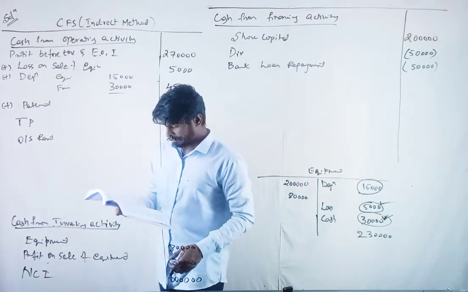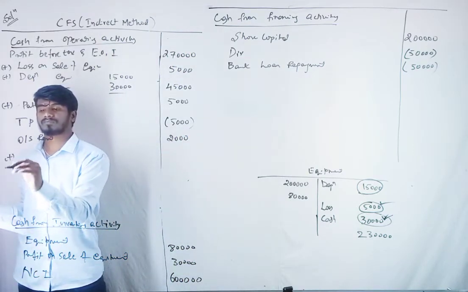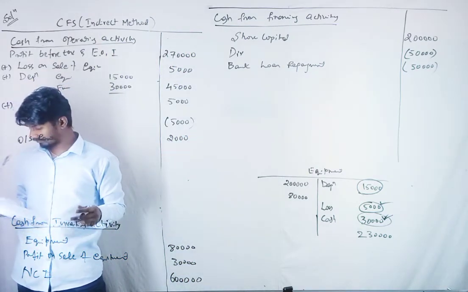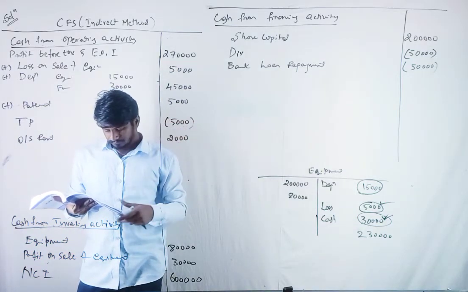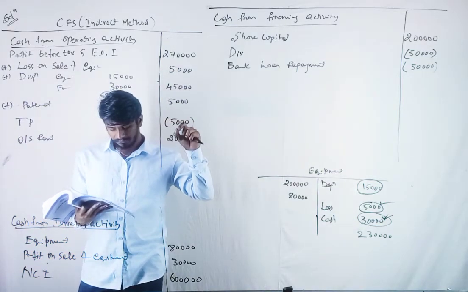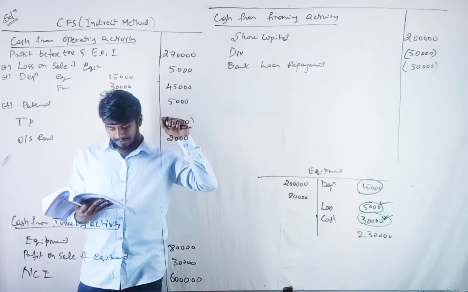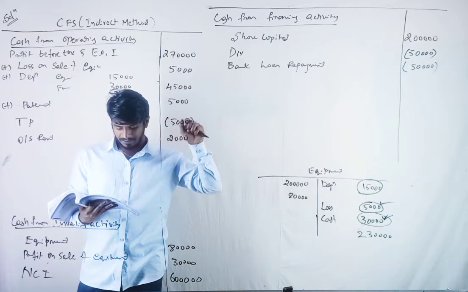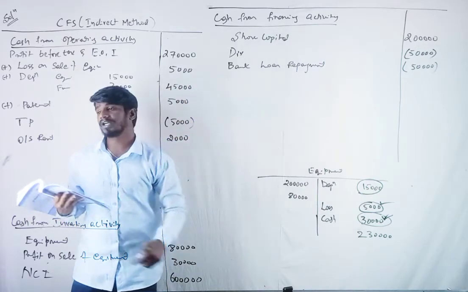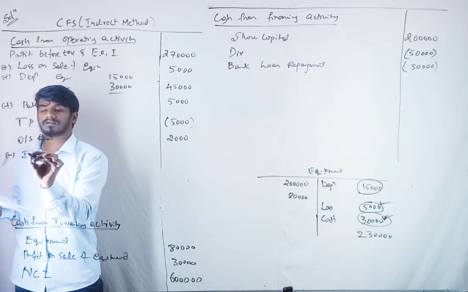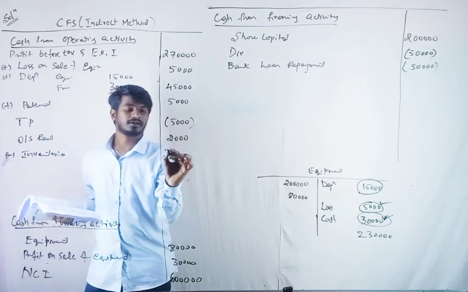Inventories. Inventory, what happened? Inventory in the opening it was 50,000 and in the closing it is 1 lakh 30,000. Means 80,000 worth of inventory we might have purchased. Cash is going out. Inventories, 80,000.